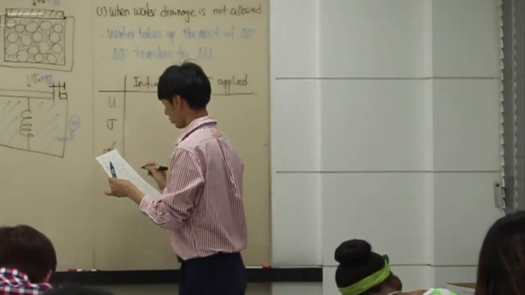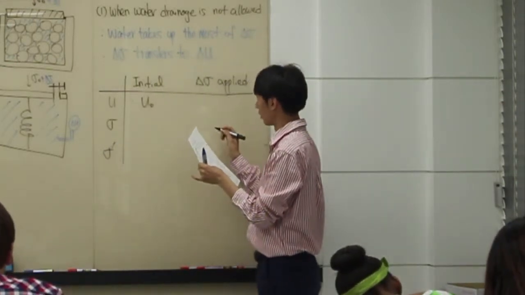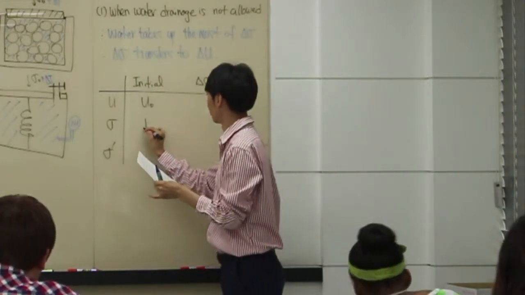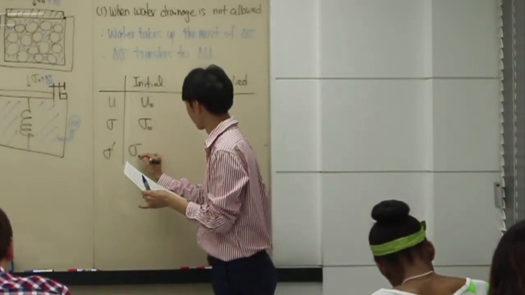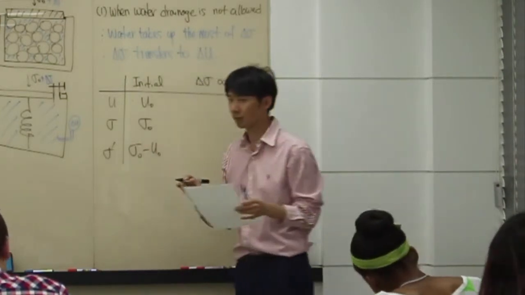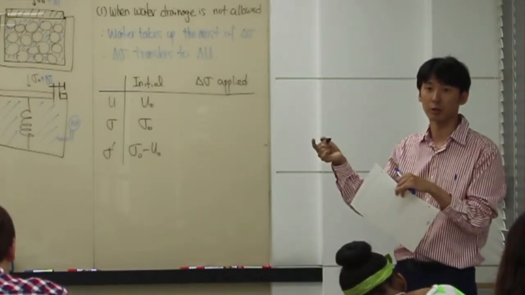Effective stress sigma prime: initially there's a pore pressure u naught and total stress sigma naught. So effective stress was sigma naught minus u naught, right? Because effective stress is total stress minus pore pressure.